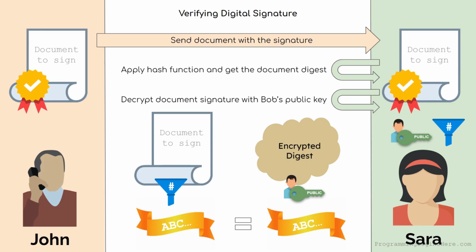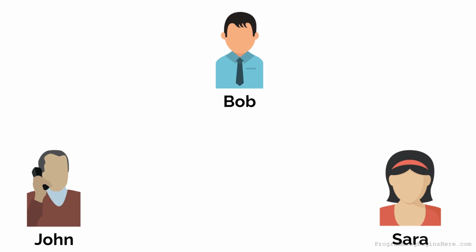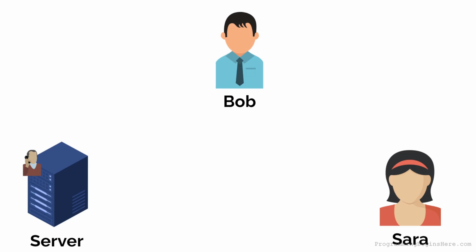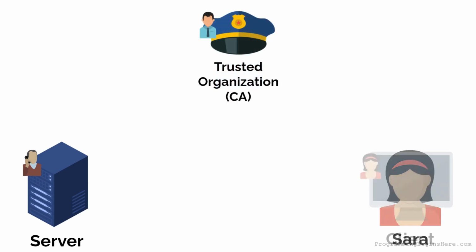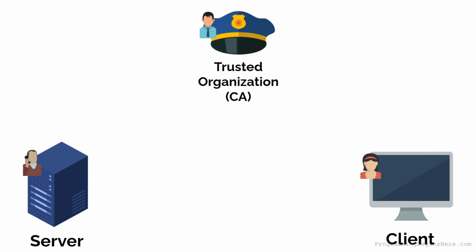Now, let's get a little bit more technical and see how the John, Bob, Sarah soap opera can be mapped to the SSL certificate validation process during establishing HTTPS connection, which we discussed in the previous video. If you think about the roles, John would be the server, Bob would be the trusted organization or so-called certificate authority, or simply CA, and Sarah would be the client. Clients usually have pre-installed public keys of all the organizations they trust, and in our example it would be Bob's, or trusted organization's, public key.